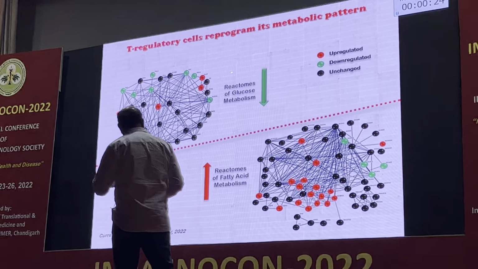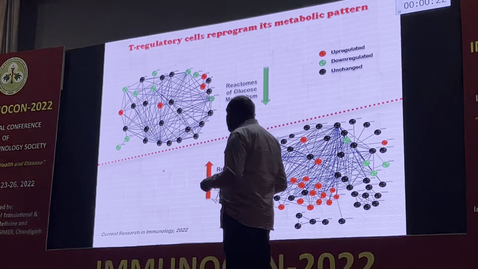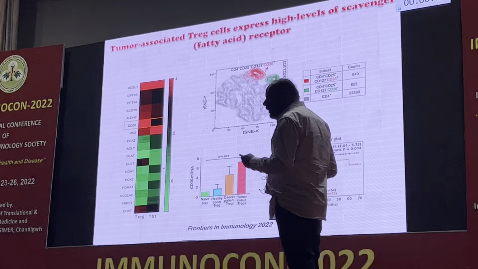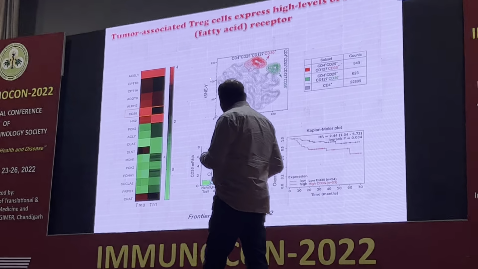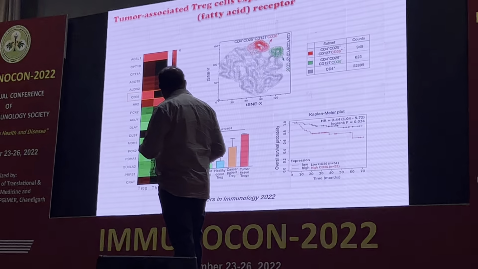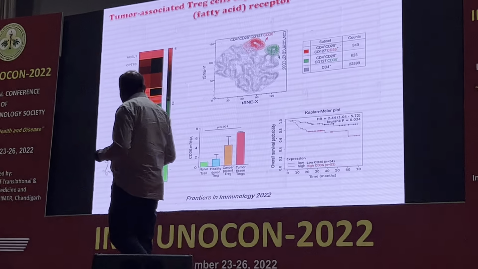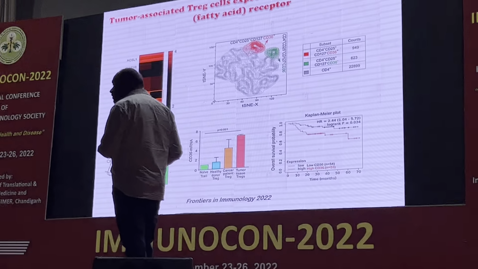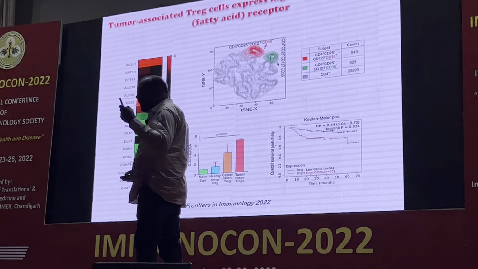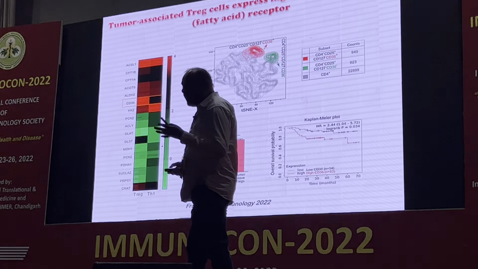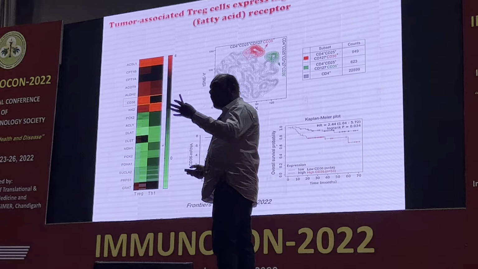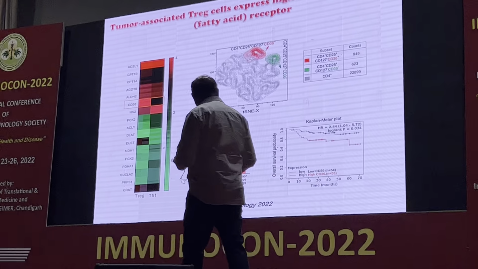Can we target this by their diet? So we found that this T regulatory cell expresses a high level of CD36, one of the proteins, a scavenger receptor that binds fatty acid to internalize and help the metabolizing of fatty acid. So we found that this.